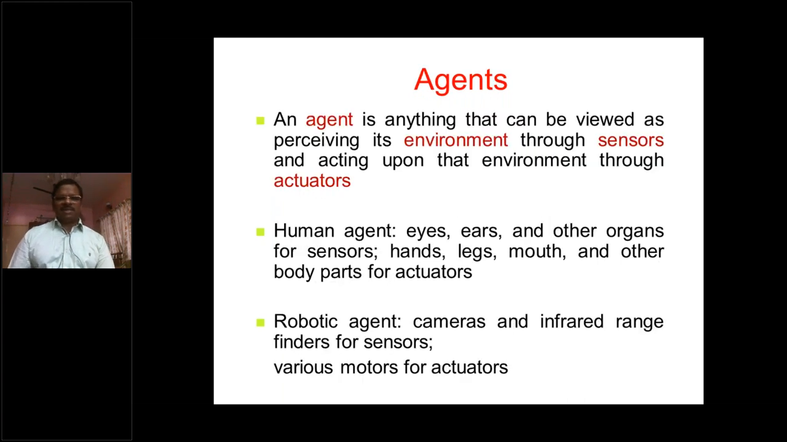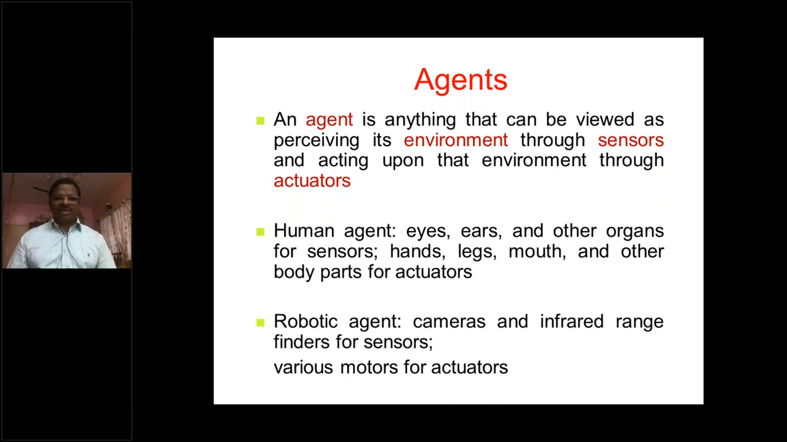Now what is an agent? It is anything that can be viewed as perceiving its environment. Perceiving means getting input through sensors, and acting upon the environment through actuators. The legs and hands in a robot are called actuators. Perceiving inputs in an environment and acting by means of actuators is called an agent.